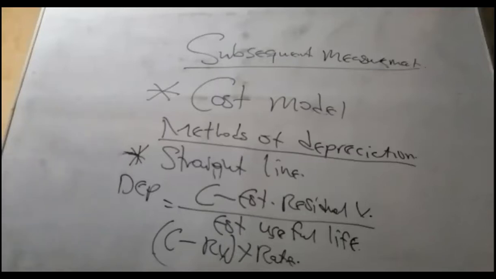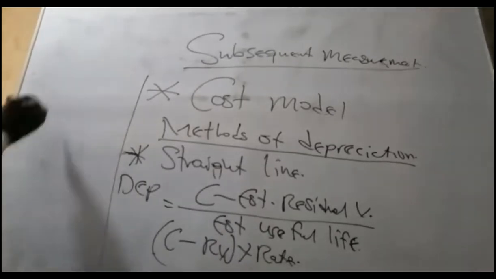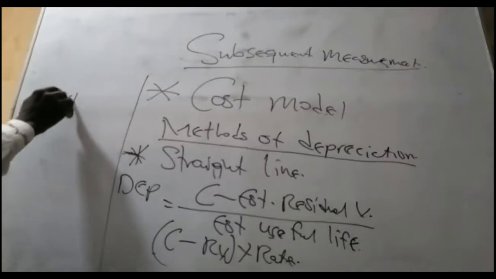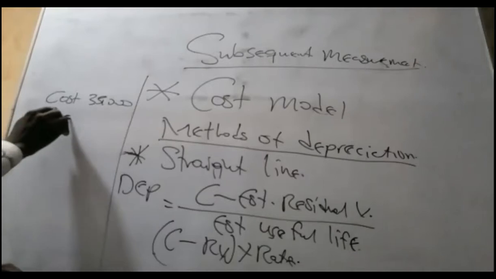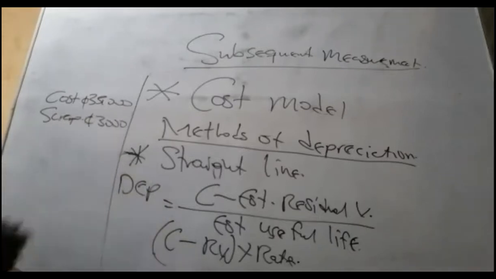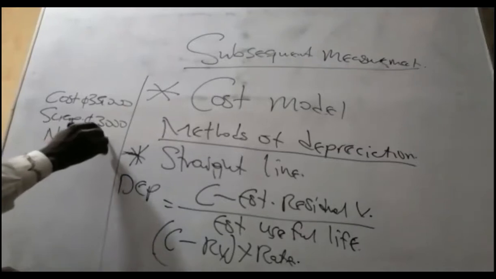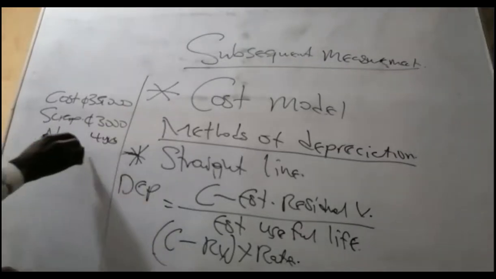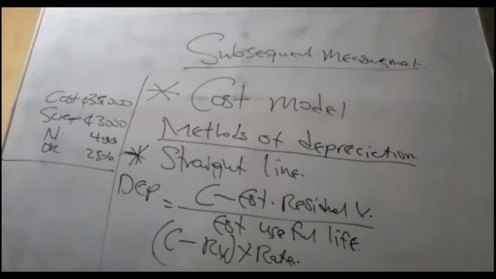Now let's back it with an illustration. My usual example, assuming that the cost of the asset is 35,000. The scrap value, the residual value is also called the scrap value, is 3,000. And then the number of years, maybe 4 years, or the rate will be 25%. Calculate the depreciation per year for me.